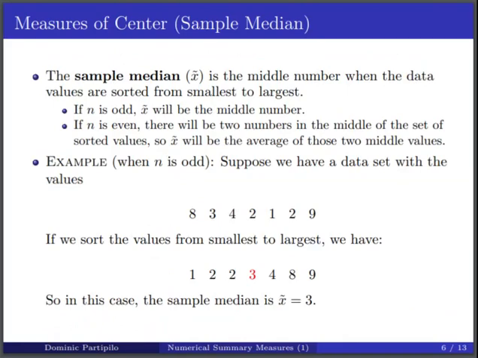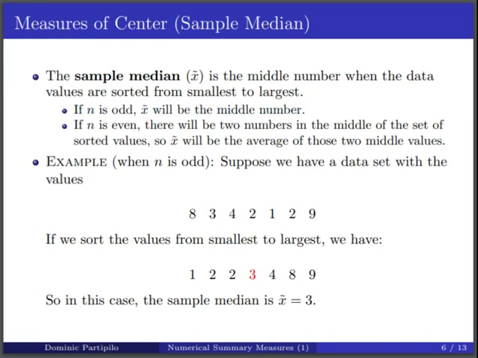All right, so the next measure of center that we're going to talk about is also super common. It's called the sample median. The sample median is denoted by this symbol right here, and it's known as x tilde. The sample median is nothing more than the middle number when the data values are sorted from smallest to largest. If n is odd, x tilde is going to be the middle number. It's going to be really nice and easy.